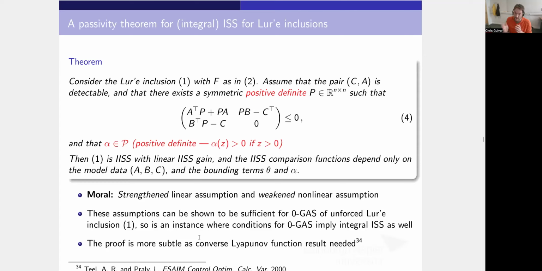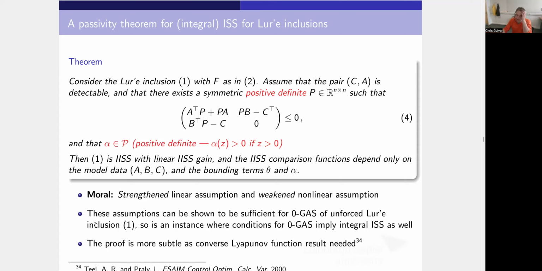I give a second result, which is now a passivity theorem for integral ISS for these Lur'e inclusions. The assumptions are very similar. The setup is the same: Lur'e inclusion, correspondence F as in 2, same detectability assumption. I now strengthen my assumption on the solution to the matrix inequality. I now assume that it's positive definite. But I weaken my sector condition. Alpha only has to be itself positive definite, which for nonlinear functions means alpha of z is positive if z is positive. But alpha could decay. It doesn't have to increase. It's not in K infinity anymore. Then the conclusion is that the Lur'e inclusion is IISS with linear gain. And the comparison functions depend only on the given data.